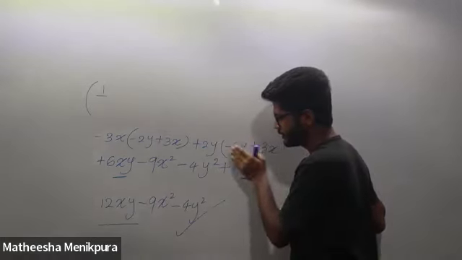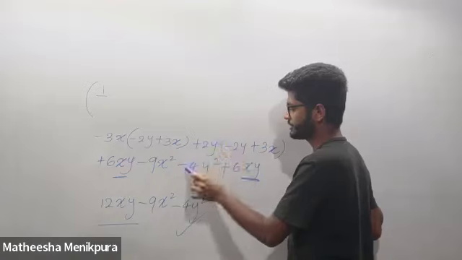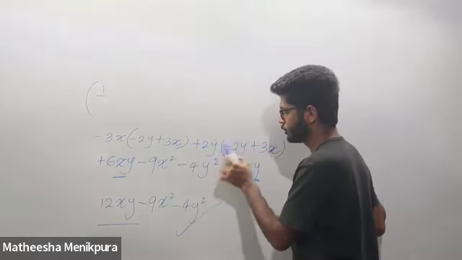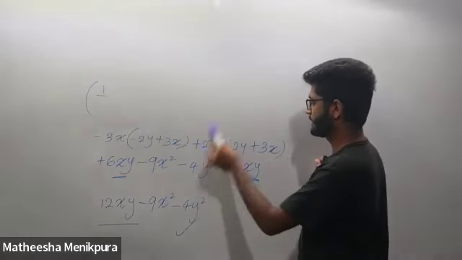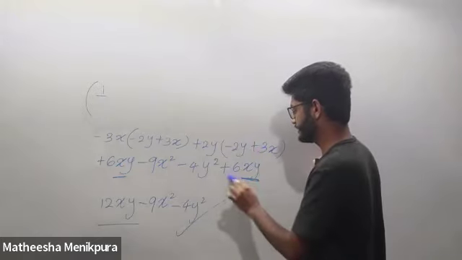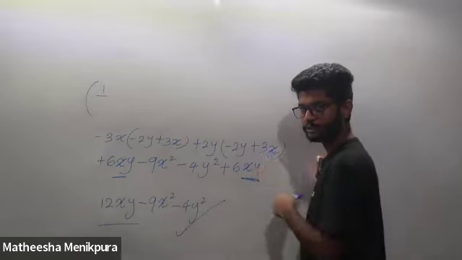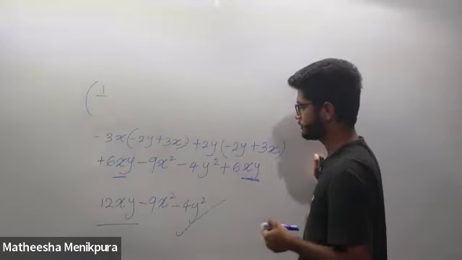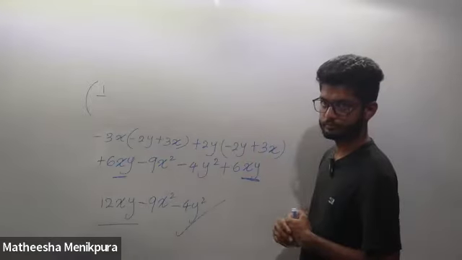We have to multiply each and every term with this plus 2y. So plus into minus, that is minus 2 into 2, 4, y into y, y squared. Plus into plus, that is plus 2 into 3, that is 6, y into x, that is xy. Or yx both can be written, xy or yx.